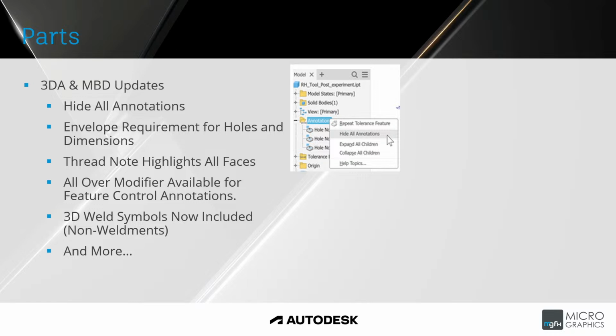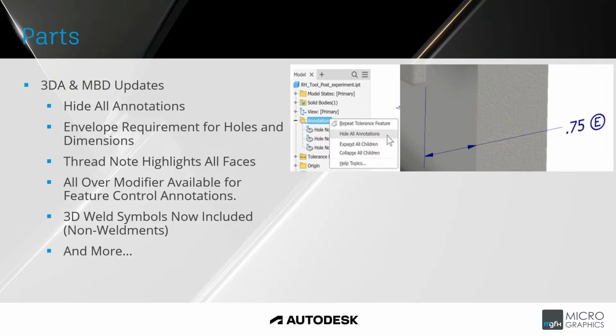A couple of extra annotation types and improvements that have been brought in. We now have the ability to add an envelope requirement to hole and dimension annotations. So we've got there that 0.75 dimension with the envelope requirement added to it.